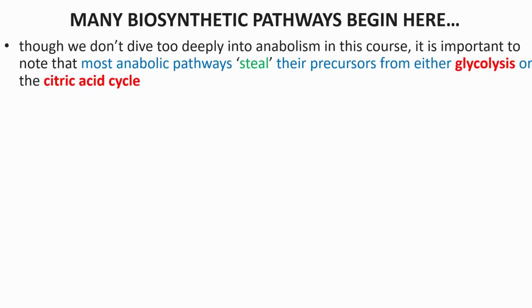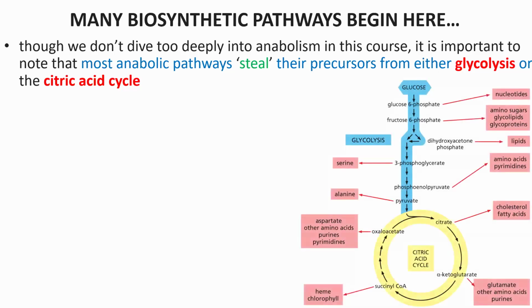Most anabolic pathways, most biochemical pathways that make the molecules we need, steal the precursors or building blocks of those biosynthetic pathways from either glycolysis or the citric acid cycle. So let's take a look here. So from glycolysis, glucose 6-phosphate, the very first thing we make in step 1 of glycolysis, well, that's a precursor for making nucleotides. Fructose 6-phosphate is used to make some amino acids, some glycolipids, some glycoproteins.